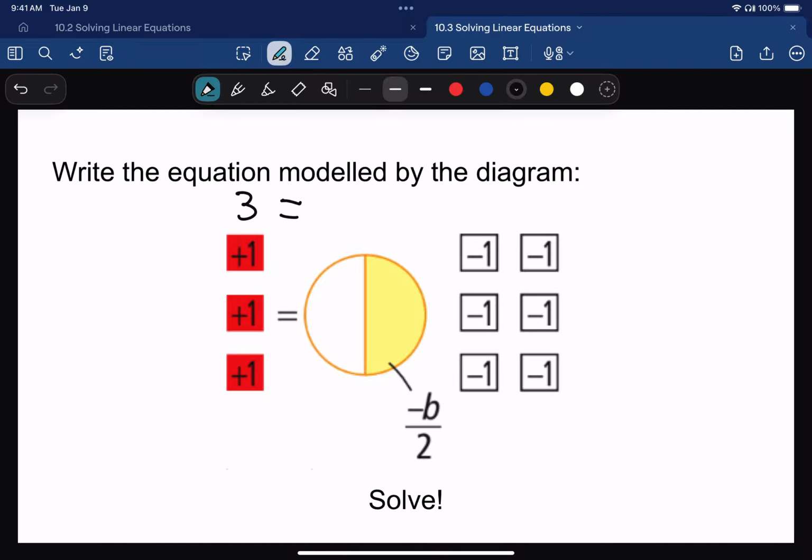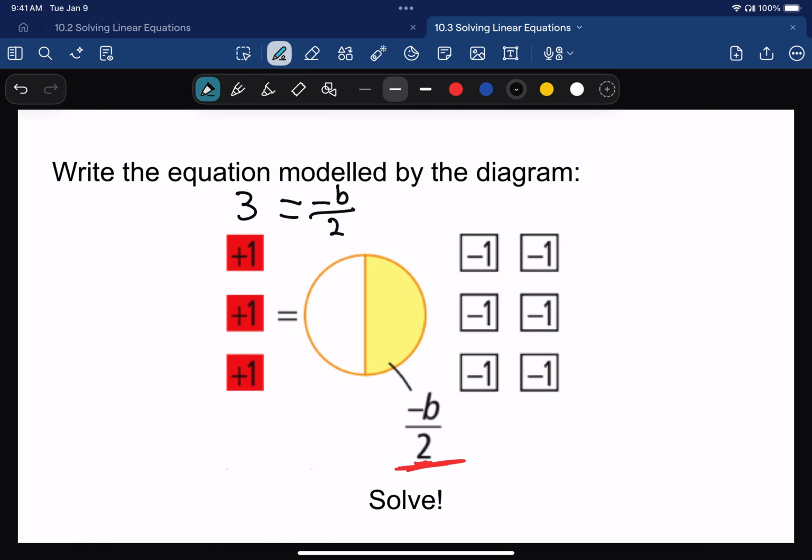On the right-hand side of the equal sign, we can see we have this fraction that is shaded in. And it's telling us right here that this half is negative b divided by 2. So that is what this is equal to. So it's split in half, which is why they're dividing by 2. So negative b would be the whole here. So we can write this. This is nice and easy because they already told us that it's negative b divided by 2.